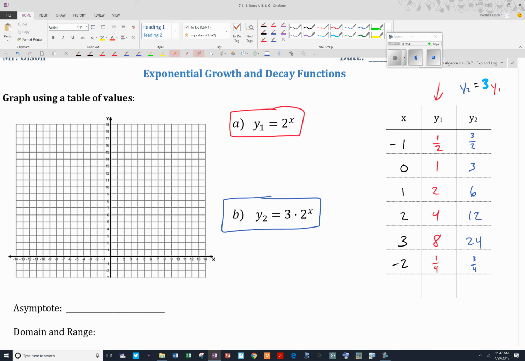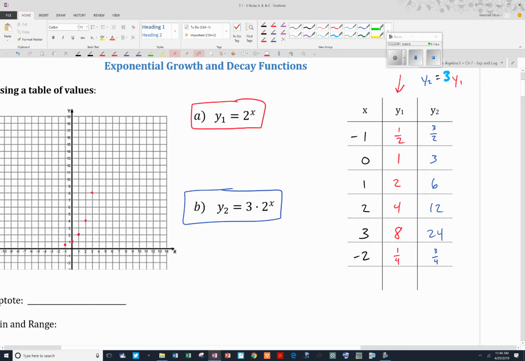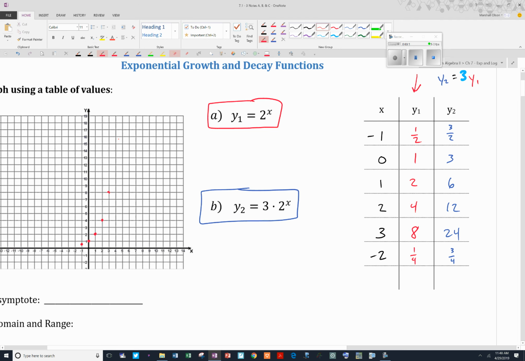All right, so let's graph that first one. We got 0, 1. We got the negative 1, 1/2. We got 2, 4, 8, 16. Do we even have that? No. I could go 16 on my next one here. There it is. I wanted to get one more on there. So there's that first function.